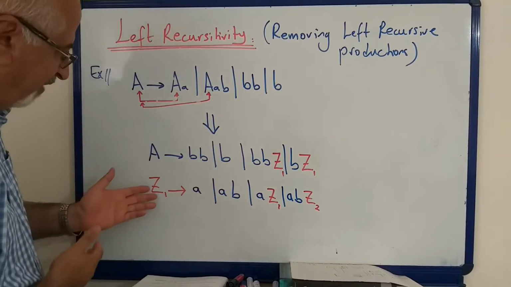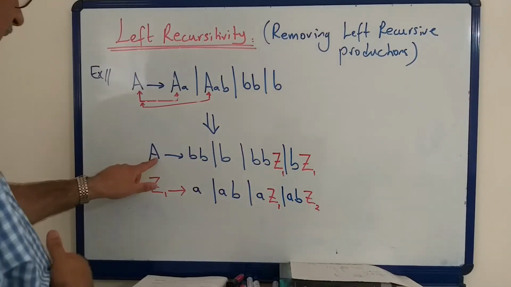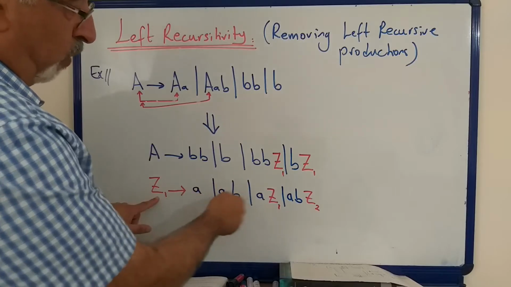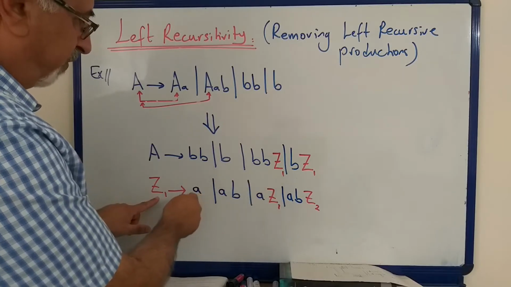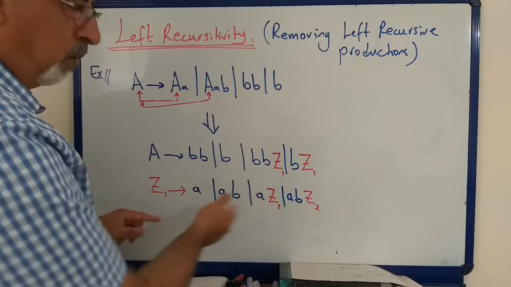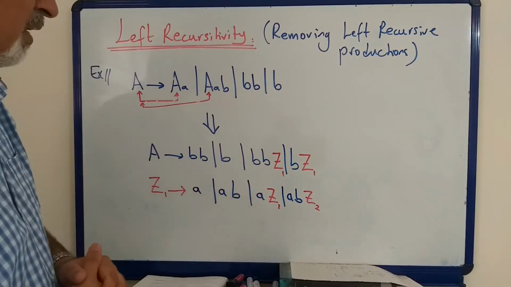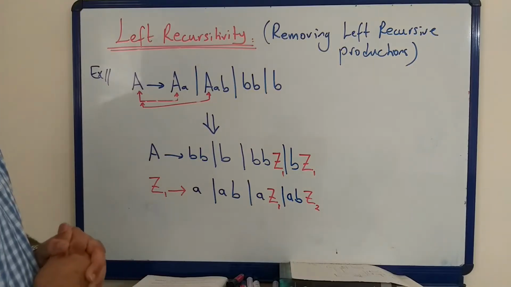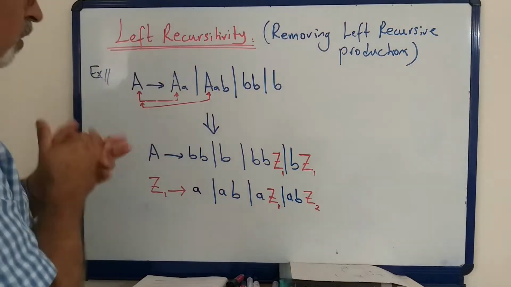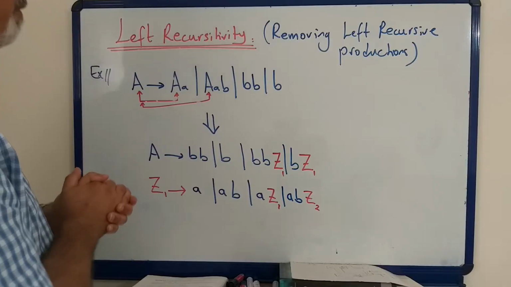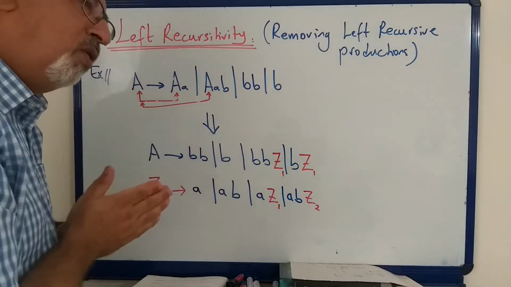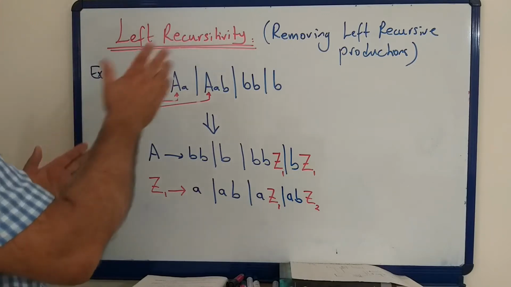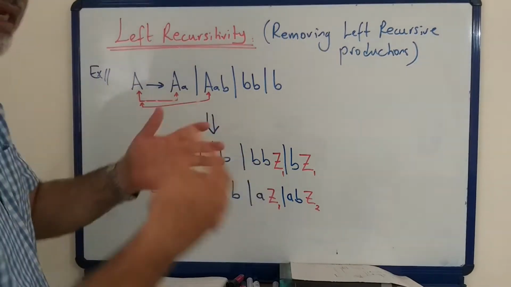But do we have any left recursivity here? I have A. Do we have A here? No. I have Z1. Do we have Z1 on the left, not on the right? No. So I don't have any left recursivity here. Okay, any question? So let me repeat again. Left recursivity, we will use this algorithm inside the algorithm of GNF. It is one of the steps.